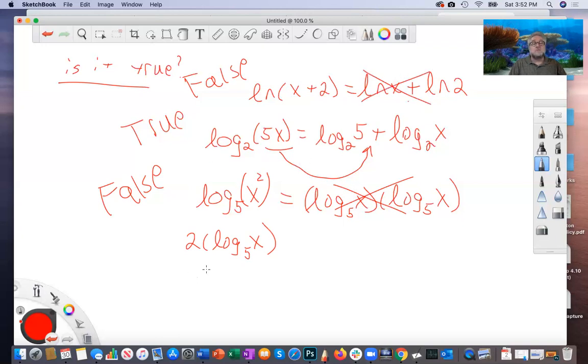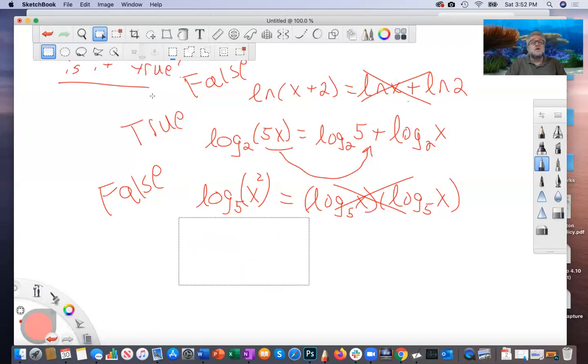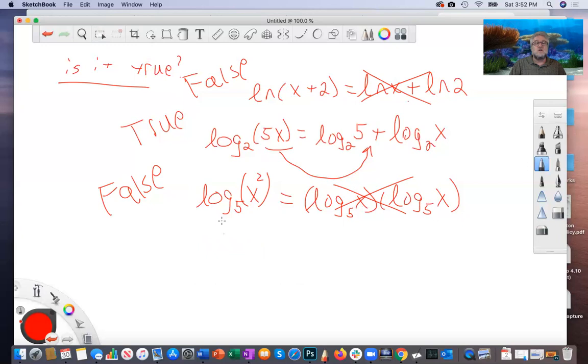Okay, last one. This is the last true false. This is exciting. We're going for the record. Log base 3 of 7x equals 7 times log base 3 of x. Well, again, this is easy too. You'll all get this. True or false?